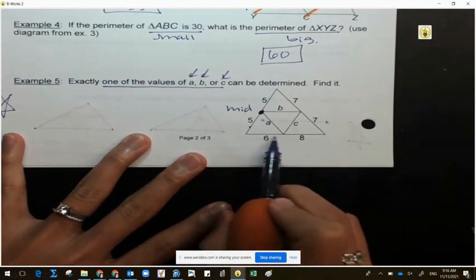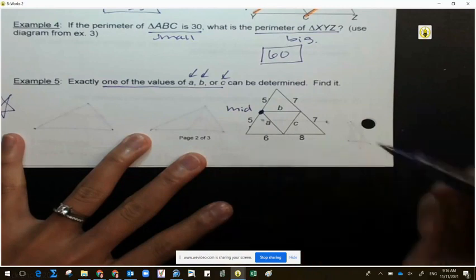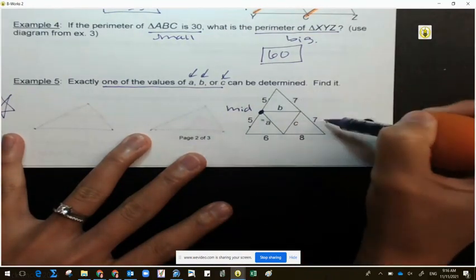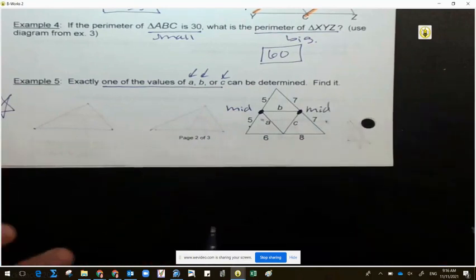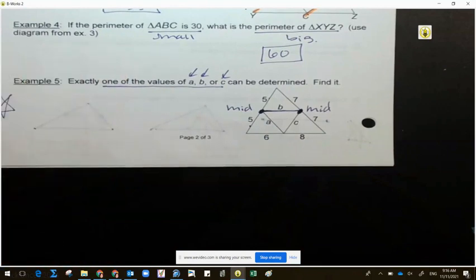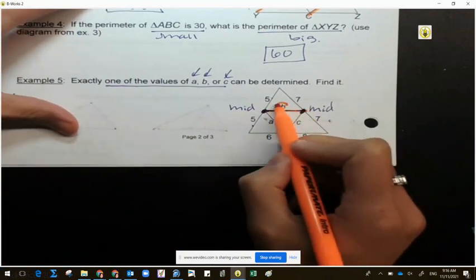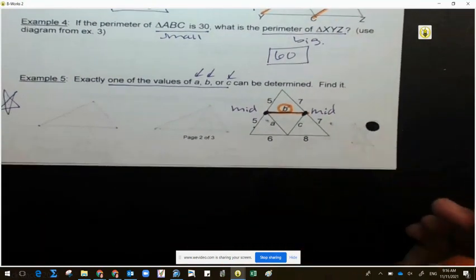And then looking at the bottom, if I have 6 to 8, does that make this point the middle? No. So look at the right side. If I have 7 and 7, does that make this one the middle? Yes. So once you have these 2 points, connect them. And whatever you connect, the variable that is touching is the one that we can determine.